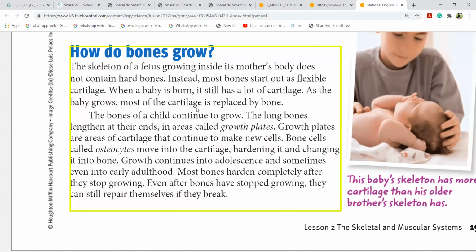Girls, I always tell you, whenever I say cartilage, not cardiovascular, cartilage, hold your nose, touch your bone, and hold your ears and touch your bone. See how soft those bones are. The bones of a child continue to grow. The long bones lengthen at their ends in areas called growth plates. Growth plates are areas of cartilage that continue to make new cells. Bone cells are called osteocytes, which move into cartilage, hardening and changing it to bone. When it makes more and more cells, they change into strong bones.